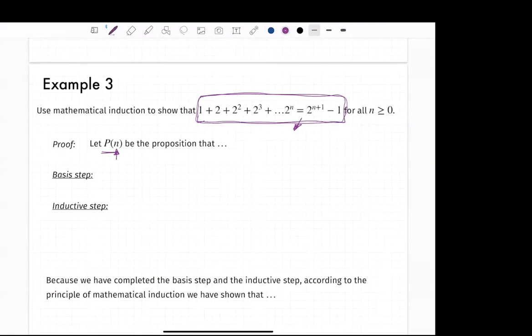So let P of n be the proposition that 1 plus 2 plus and so on, plus 2 to the n. Notice that these are the powers of 2: 2 to the 0th, 2 to the 1st. The sum of the first n plus 1 powers of 2 happens to be 2 to the n plus 1, less 1. That's the proposition that this holds for any integer n.